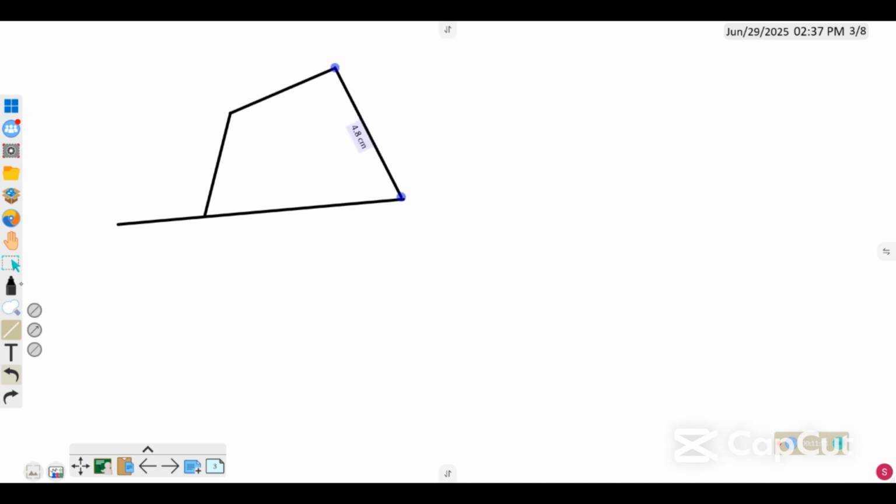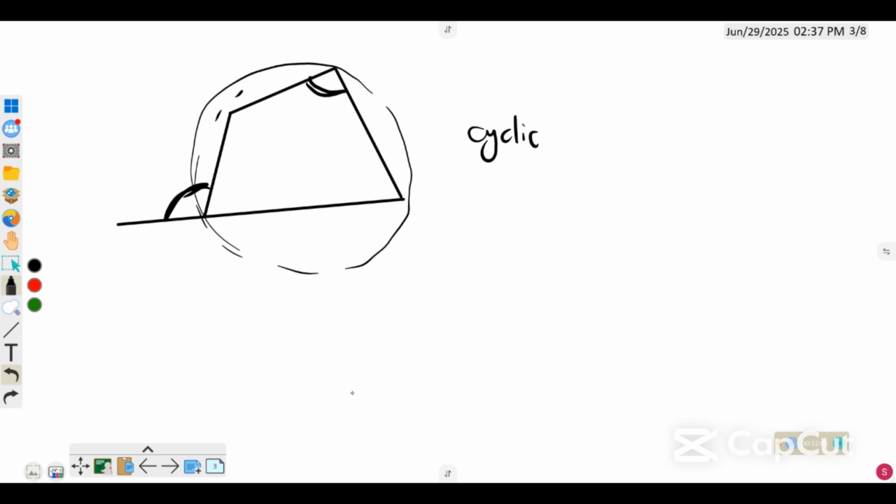Let's say you have something like this. If you're able to prove that this angle right here is equal to that, then you can conclude that this is cyclic. There's a circle around that, not imaginary in fact. Or if you can prove that maybe this angle is A and that's B, when you add angle A plus angle B and you find that they equate to 180 degrees, then you can conclude that it's cyclic.